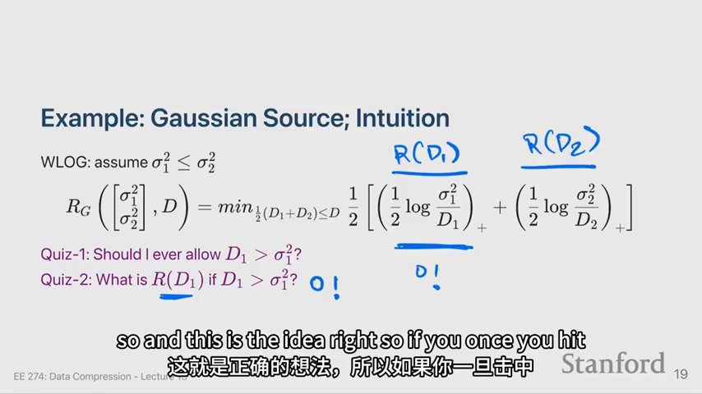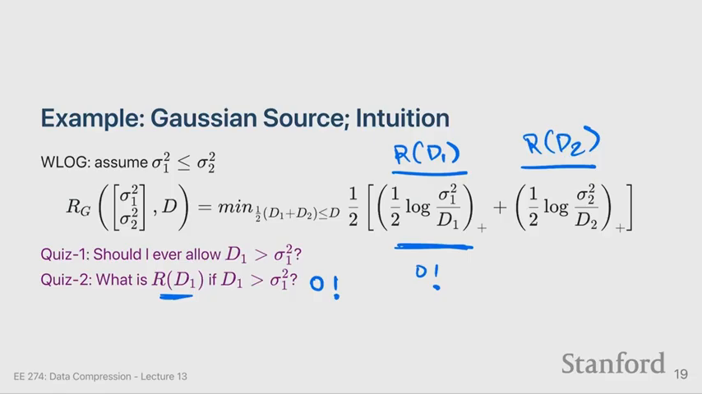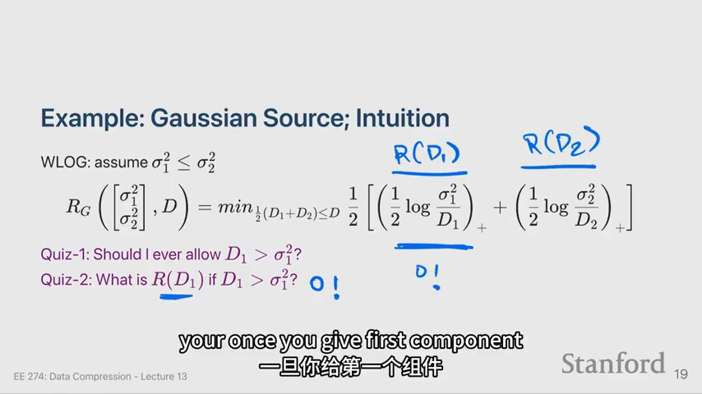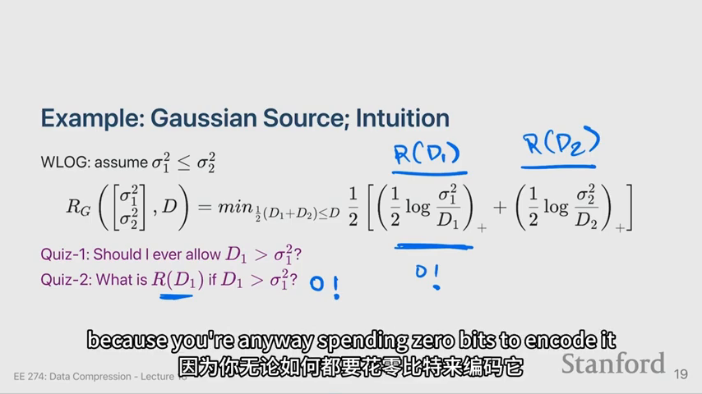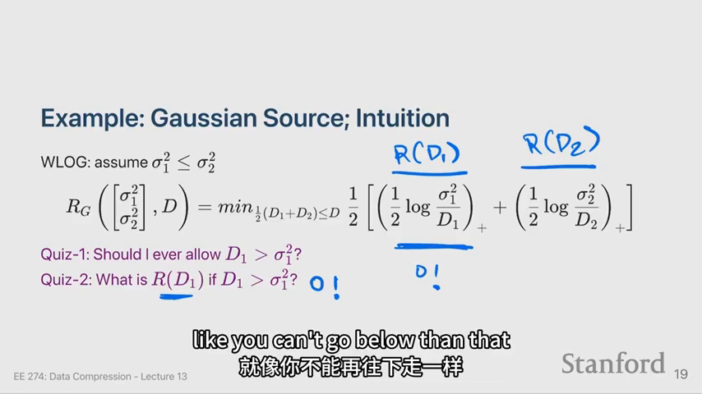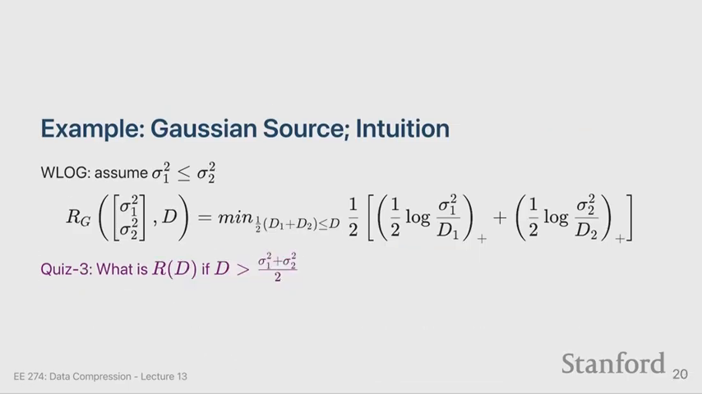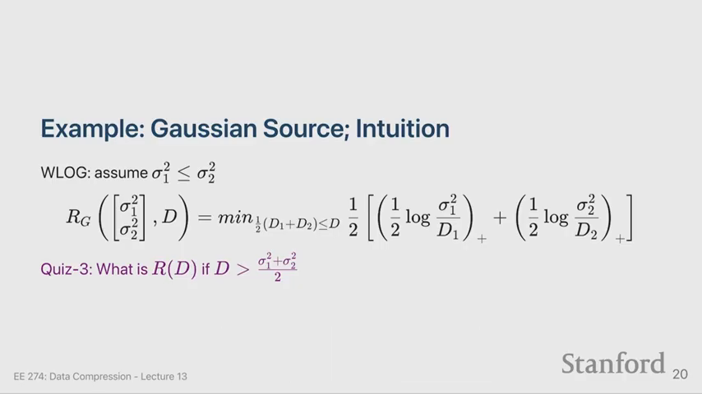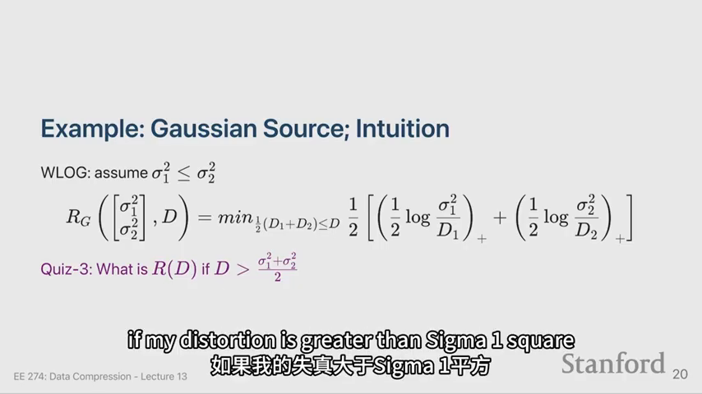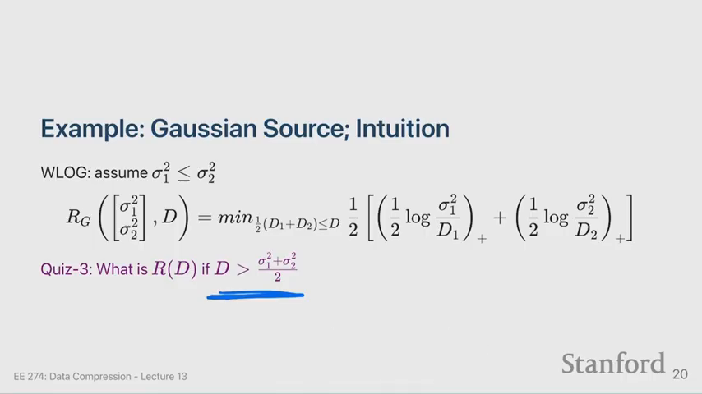So this is the idea, right? Once you give the first component the amount of distortion D1, you don't really need to give it extra because you're anyway spending 0 bits to encode it. You can't go below that. And okay, final question is, what will be this rate term if my distortion is greater than sigma 1 square plus sigma 2 square by 2?